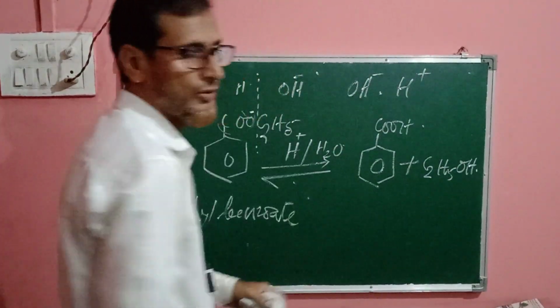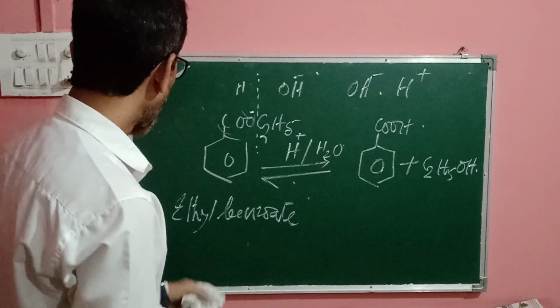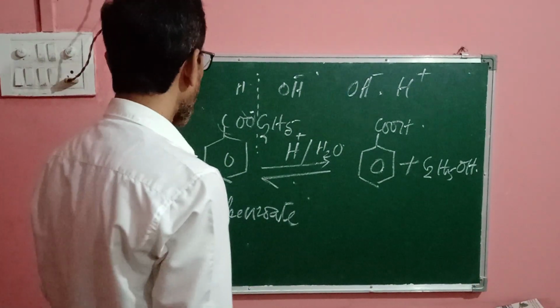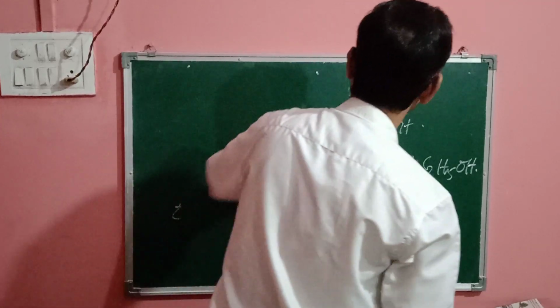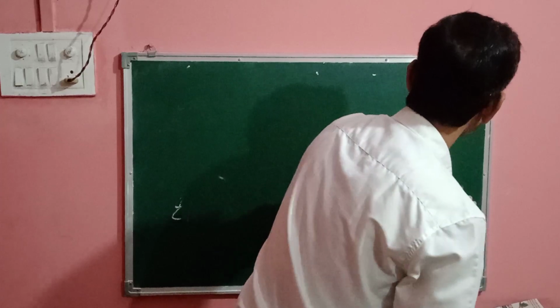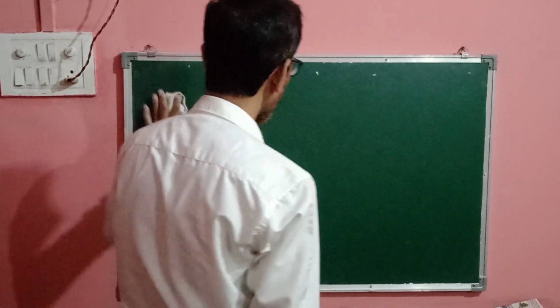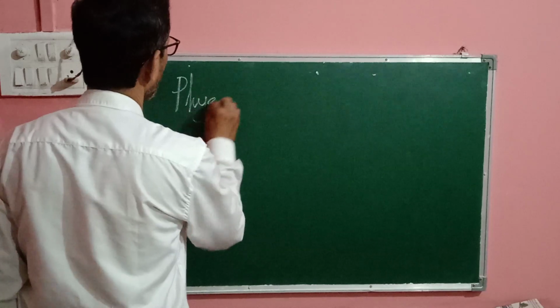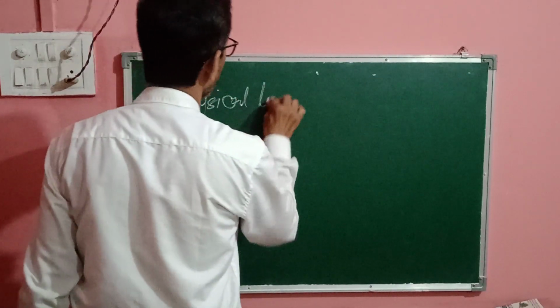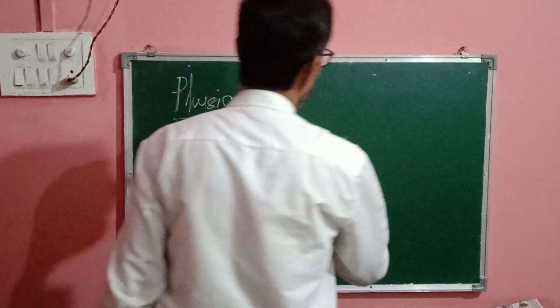This is all about the preparation of carboxylic acid from alcohol, nitrile, amide, alkyl benzene, carbon dioxide, the Grignard reagent, and ester. Now let me come to physical behavior.